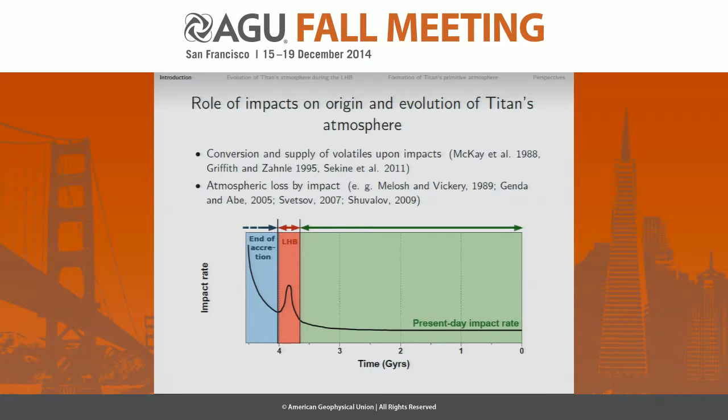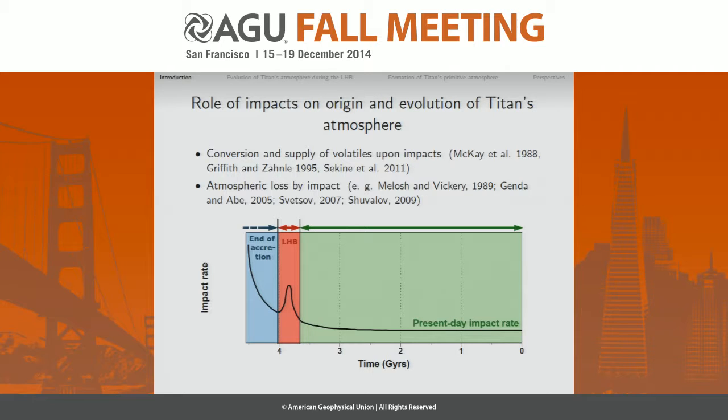Impacts have probably played a major role in Titan's atmospheric evolution. First, they can bring or convert the volatiles needed to form Titan's atmosphere, or they can also erode Titan's atmosphere. Here you see a cartoon that presents the impact rate as a function of time. And you see that two of these mechanisms could be very active at the end of the accretion, where the impact rate was still high.